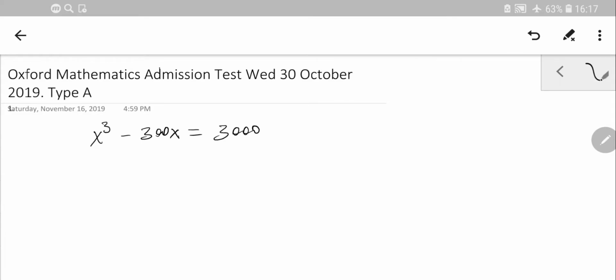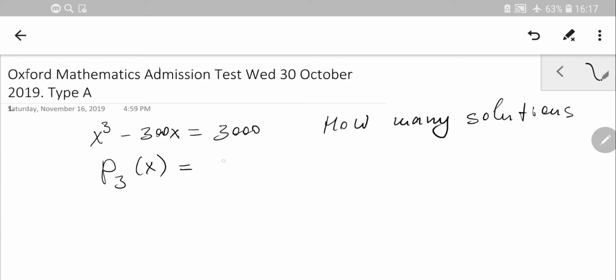So what do you need to do? You need to define how many solutions. You don't need to solve it. However, you need to define how many solutions this equation has. My recommendation: if you transfer everything to the left side, you can consider it as a polynomial of power 3. Just remember, a polynomial of power 3 has the following structure: ax cubed plus bx squared plus cx, and let's say plus d. Okay, that's a polynomial of power 3.